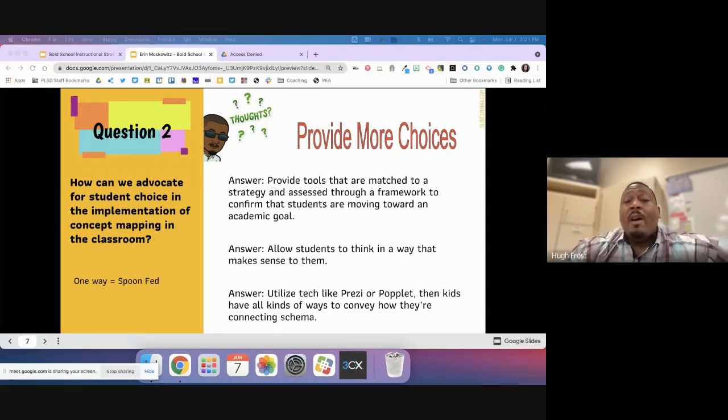So, answer: provide tools that are matched to a strategy and assessed through a framework to confirm that students are moving toward an academic goal. Also, we could allow students to think in a way that makes sense to them, so essentially meeting them at their level. What makes sense to that particular student in order for them to learn and develop the skills they need. Also, utilize tech like Prezi or Poplet. Then students have all kinds of ways to convey how they're connecting to that particular schema. So just utilizing technology in order to connect those frameworks and that thought process for their instruction.